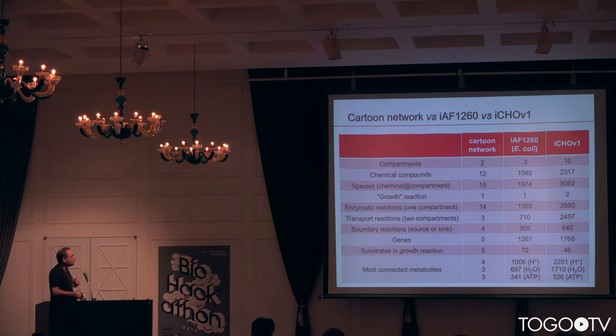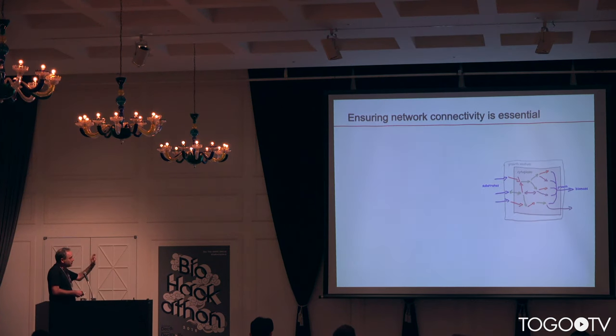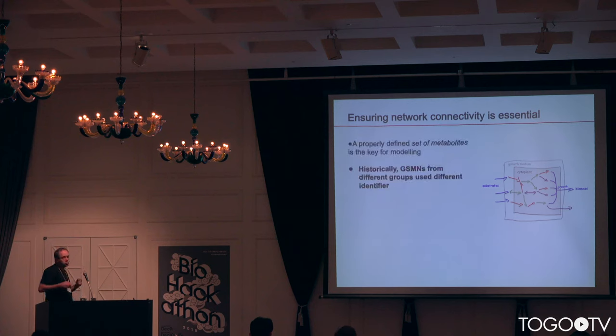Going to the real models, here I put in the first column the statistics for the cartoon network, and in the other two columns, a high-quality model for Escherichia coli and a recent model for the Chinese hamster ovary cells, and you can see that the real objects that are meaningful biologically are rather large. The key in this story is the connectivity in the network, and to create this connectivity, we can do it by defining a proper set of metabolites.